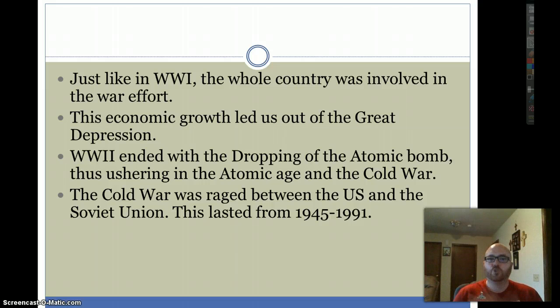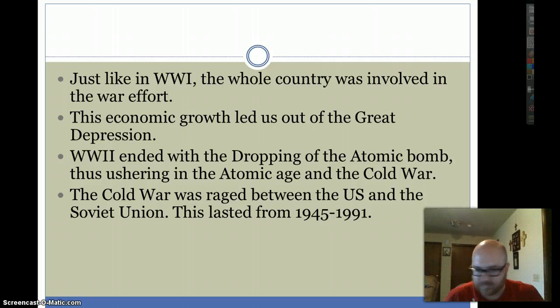World War II ended with the dropping of the atomic bomb on Hiroshima and Nagasaki to save American lives. We dropped the bomb to save American lives. This economic growth ended the depression. The atomic bomb dropped, ends the war. Japan surrenders, and that ushers in the atomic age. The Cold War leaves the USSR communist, America capitalist, East versus West, and here we go.